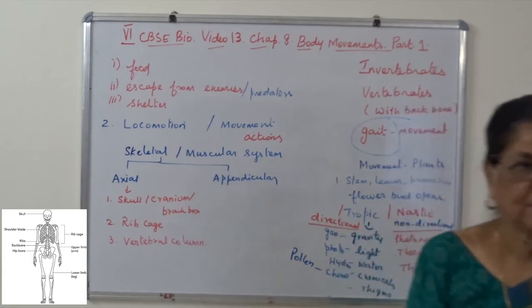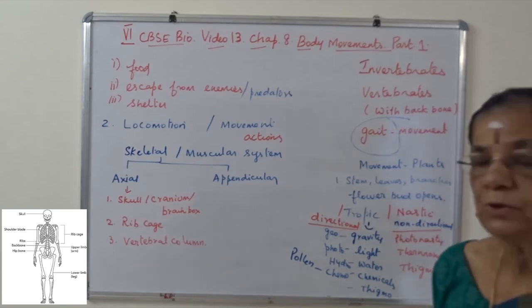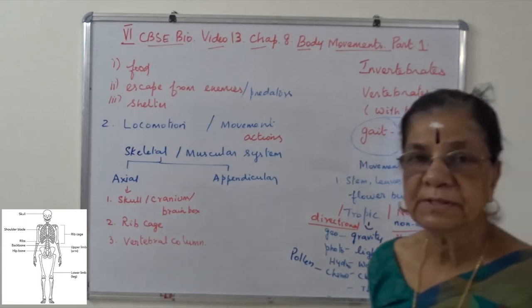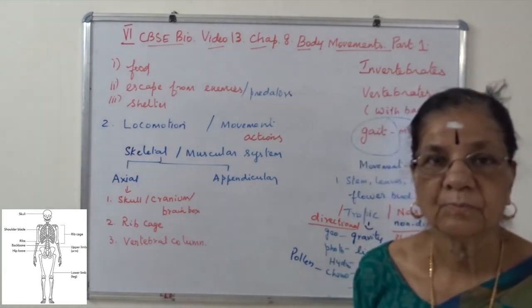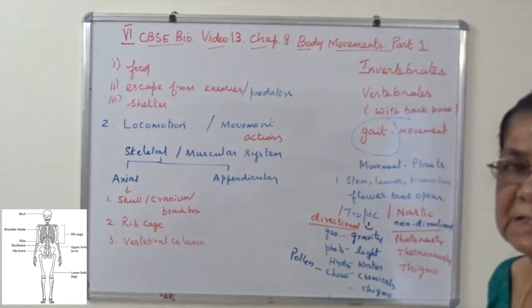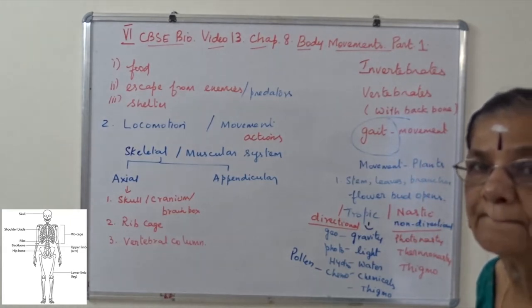I hope you are listening. Just go through the spelling. Skull or cranium, cranium spelling. Cranium, brain box, rib cage, vertebral column. So this is for axial skeleton.